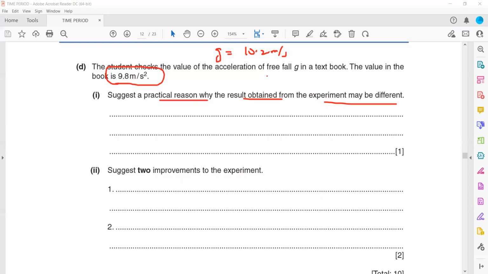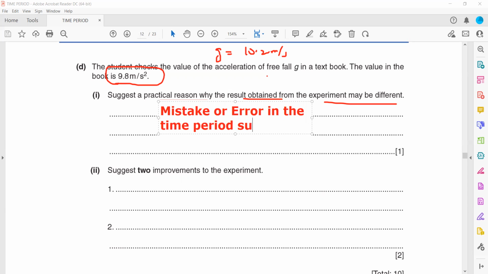So what might be the reason? Because the student is measuring a time period, and when measuring the time period using a stopwatch, what is the difficulty? The student did not react quickly, or reaction time is there. Yeah, it took time to react. So there is a mistake or error in the time period due to reaction time.